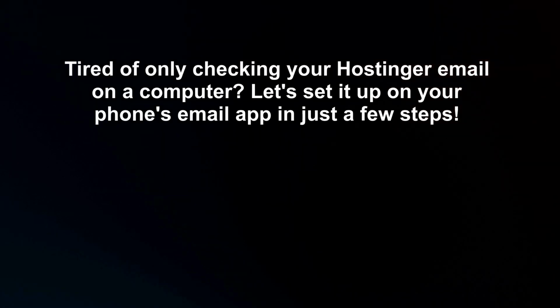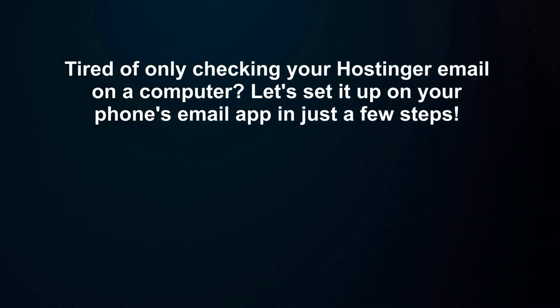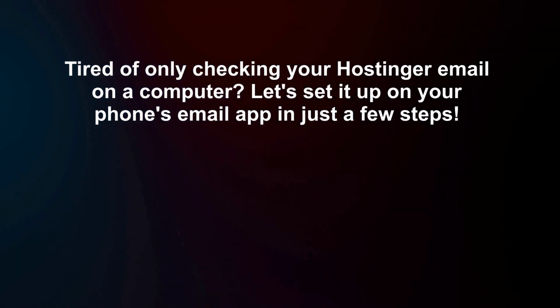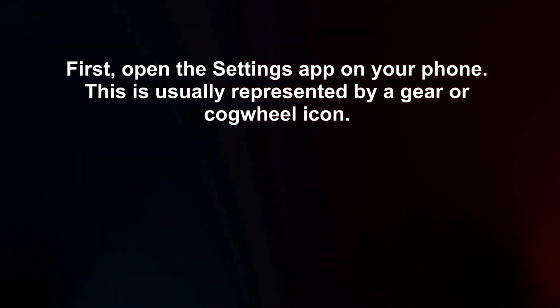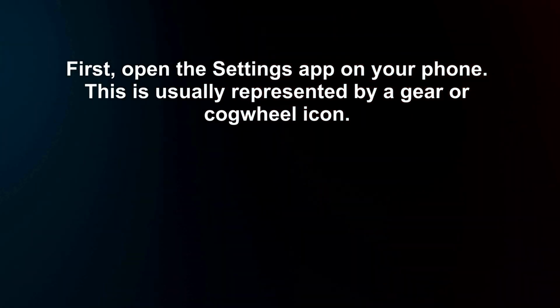Tired of only checking your hosting or email on a computer? Let's set it up on your phone's email app in just a few steps. First, open the Settings app on your phone. This is usually represented by a gear or cogwheel icon.